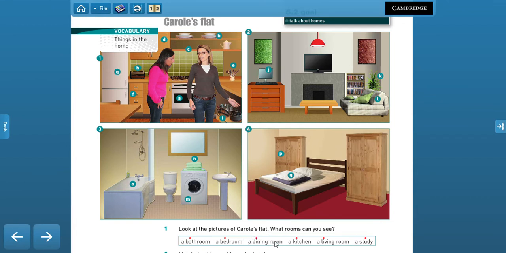We also have dining rooms, that's the place where you eat, right? You have a table, chairs, maybe a lamp, right? In Chile, most of the houses have dining rooms and living rooms combined together, right, in just one space. But there are also places in which you have them in separate rooms.